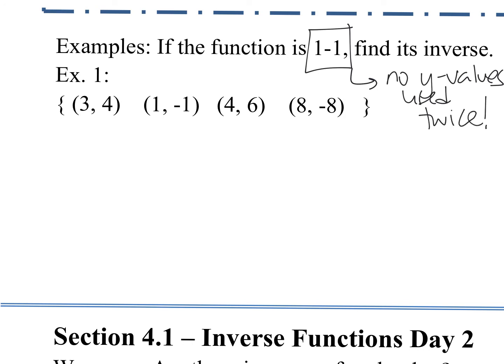Okay, so remember, for a function, it's x values. For a 1 to 1 function, that's y values. That's how it passes the horizontal line test. So I'm going to check these y values real quick. 4, -1, 6, -8. Yes, it's 1 to 1. Therefore, the inverse, here's the cool thing, you guys. You just switch the x and y.